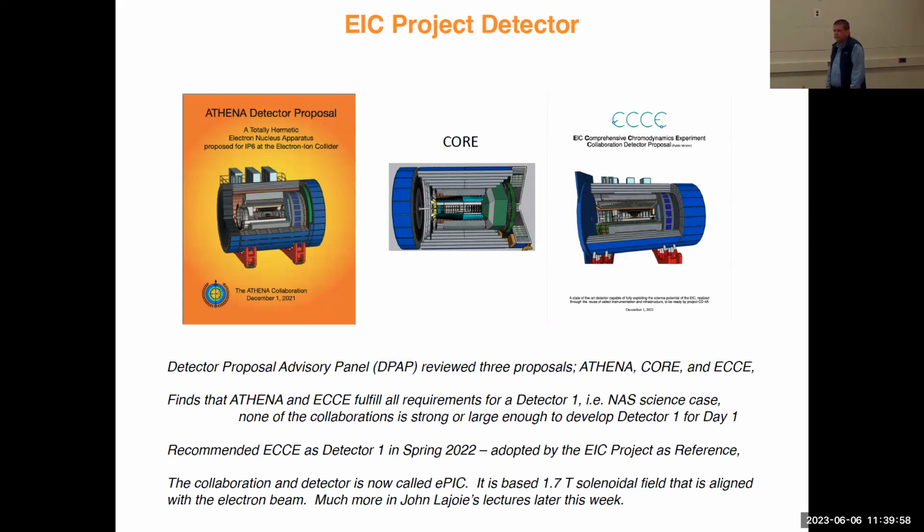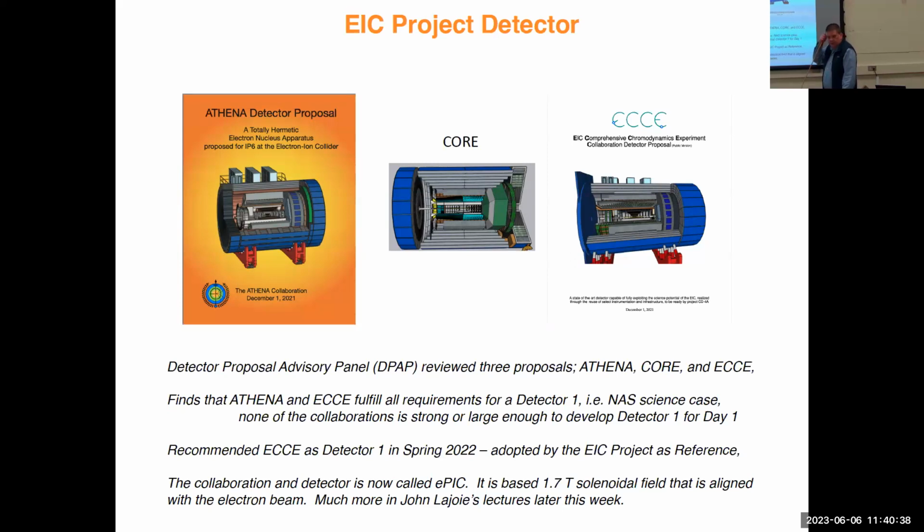What were the fields for CORE and ATHENA? Yeah, so CORE, maybe an additional word. ATHENA was a 3 Tesla solenoidal magnetic field. And so it has 2 aspects to it. One aspect is that the field strength is larger. The second aspect is that the radius is larger than the ECCE design. CORE took the exact opposite approach. It's also a 3 Tesla solenoid, but it actually tried to keep the radius as small as possible.